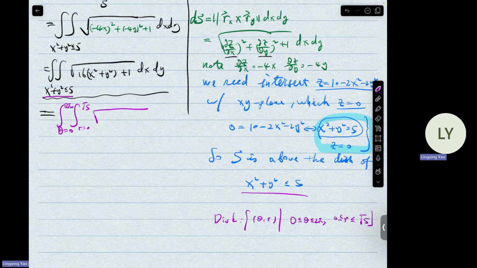The integrand has to be replaced by the polar coordinate, which is the square root of 16 times, remember, in polar, x squared plus y squared is indeed r squared, plus 1. And then dx dy is becoming what? Since x squared plus y squared equals r squared, dx dy equals r dr d theta. So we have to have r dr d theta for our calculation.